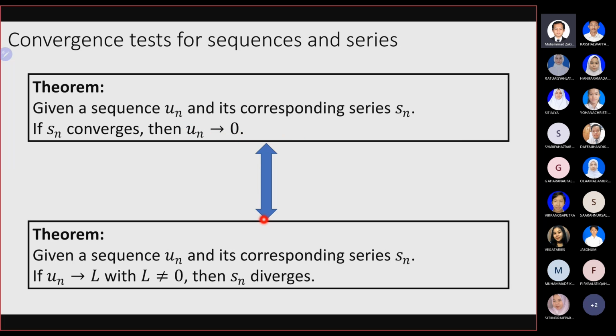Then this theorem implies that if we have a sequence un and its corresponding series Sn, and if un converges to a number that is not equal to 0, then the series diverges.